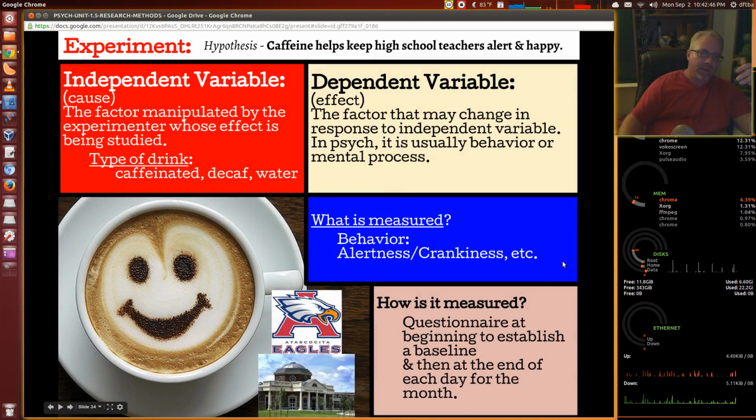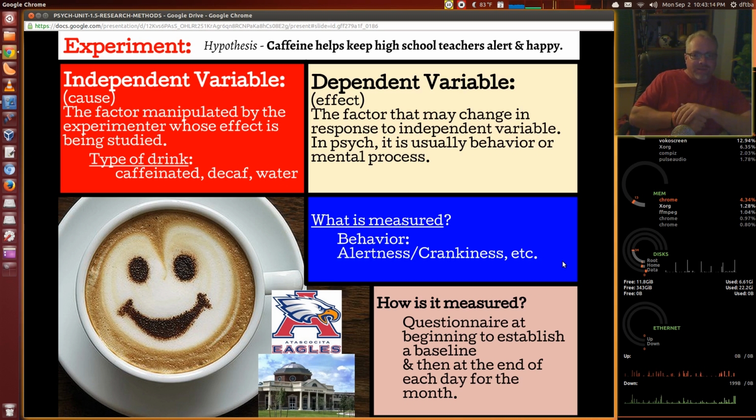The next part of the experiment here, if you're looking for the independent variable, that's the cause. The dependent variable will be the effect. So with the cause, you're looking at the factor manipulated by the experimenter whose effect is being studied. It's not caffeine, but it's the type of drink. So it's either decaffeinated, caffeinated, or water, the brown water.